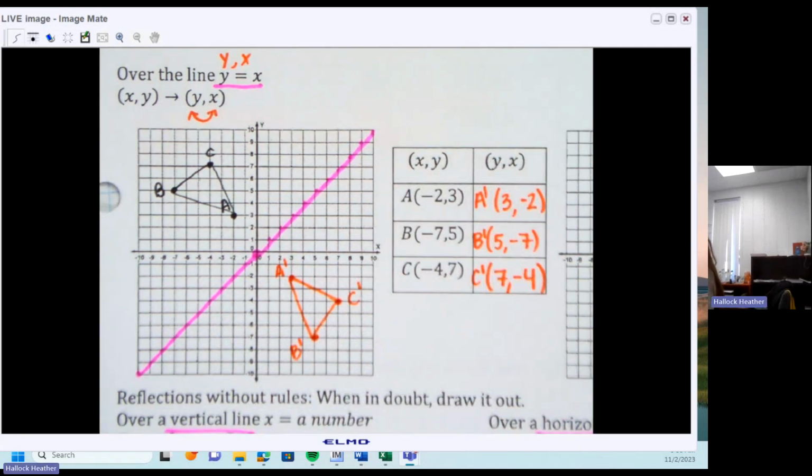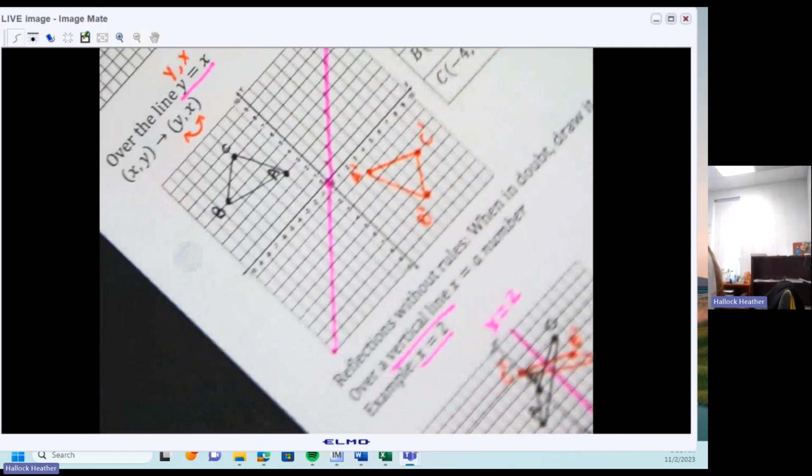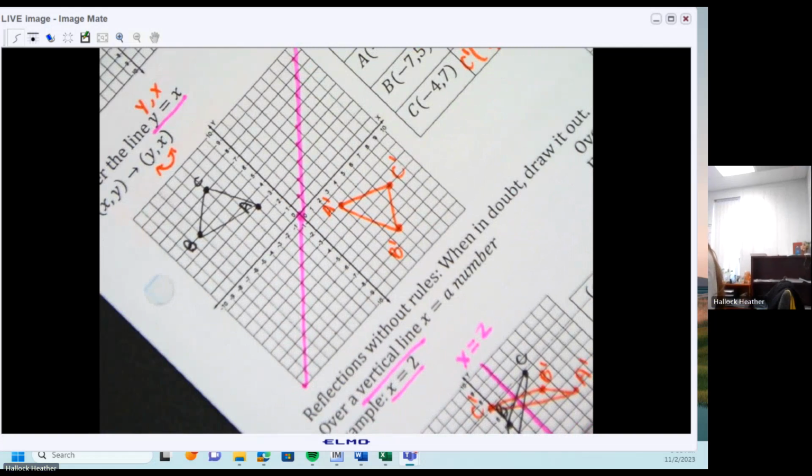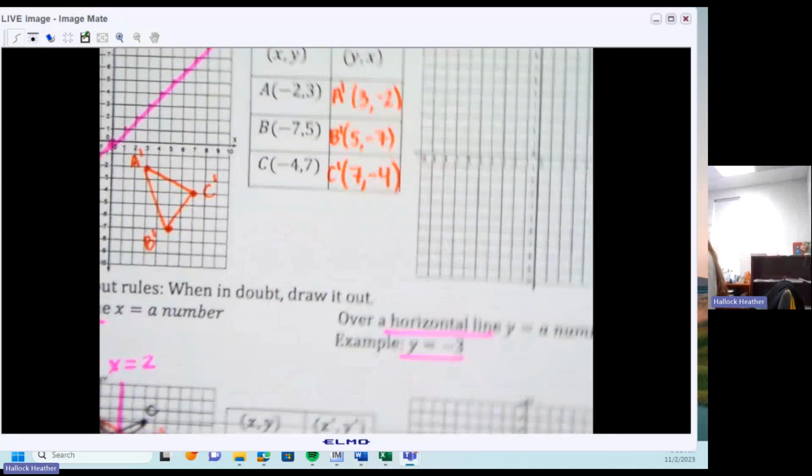So instead of it being nicely next to it or nicely below it, it's just on the other side of that line. Think about it as if it was a vertical line, it's literally still going straight across. Now your line is just sideways, so your graph is sideways.